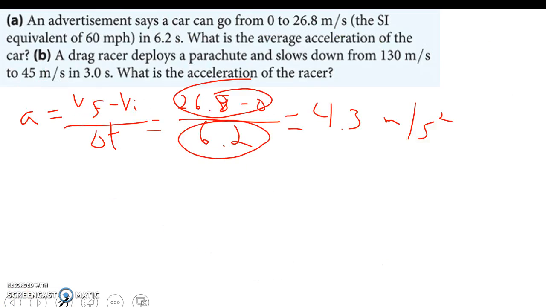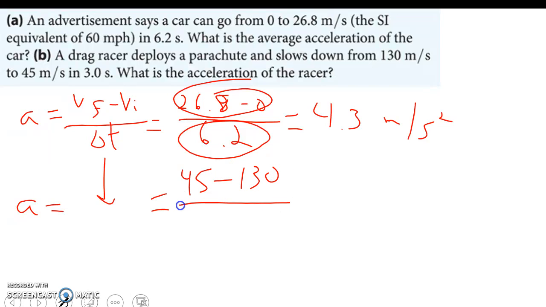Part B. A drag racer deploys a parachute and slows down from 130 meters per second to 45 meters per second in 3 seconds. What is the acceleration? Again, acceleration is final minus initial. My final velocity is 45 minus my initial, which is 130. Divide that by my time of 3 seconds. I get 45 minus 130, and I divide that by 3. And I get negative 28.3, same units, meters per second squared.